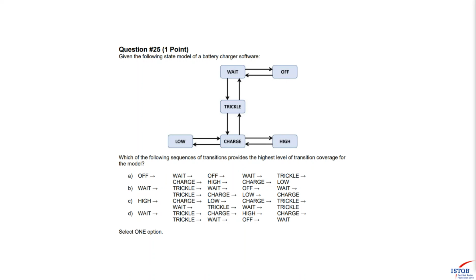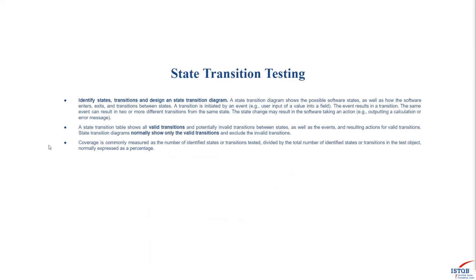Pause the video and read the question on your own. In this question, we need to find out which of the following sequences of transitions provides the highest level of transition coverage for the model. We know that coverage is commonly measured as the number of identified states or transitions tested, divided by the total number of identified states or transitions in the test object.